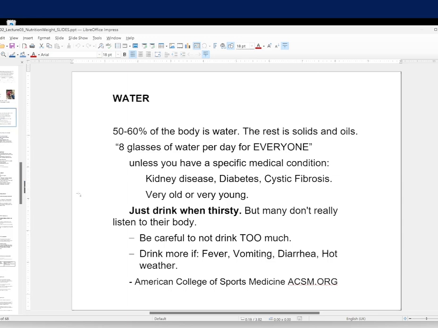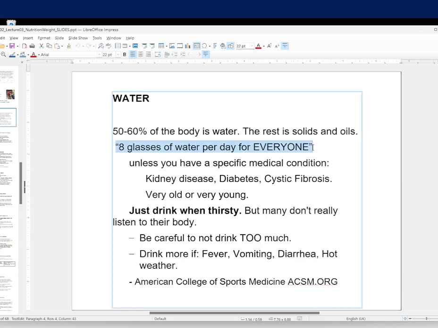Right. The next few slides are an explanation of the macro and micronutrients. I'm not going to spend your time reading slides to you. So pause here and read the slide carefully before you move on. I will just point out a couple of things.